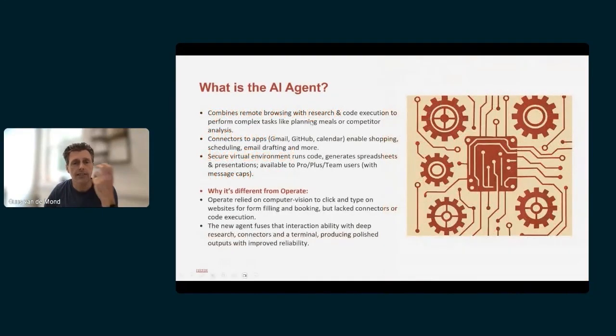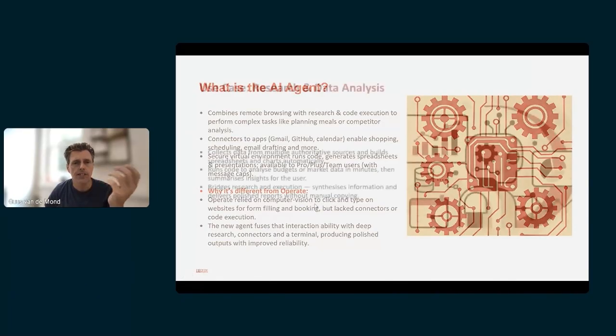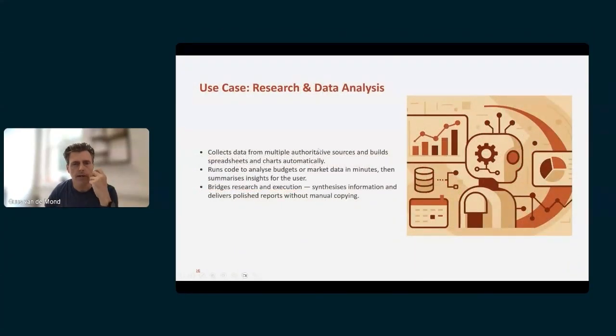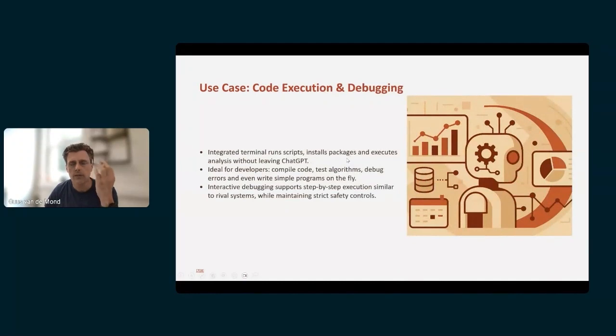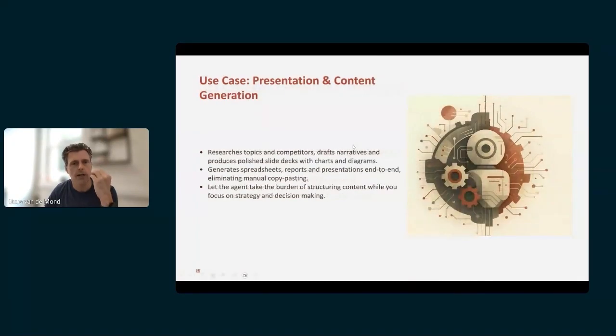Well, what is that AI agent from OpenAI? Why is it different from an Operator or an earlier function? I had also asked him that. And then a number of examples. Well, you can use it for research and data analysis, also with a visual included. You can use it to plan events, go shopping. You can use it to create and debug code. You can use it to make presentations.